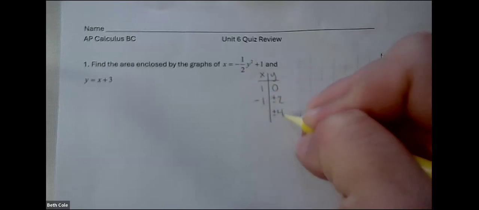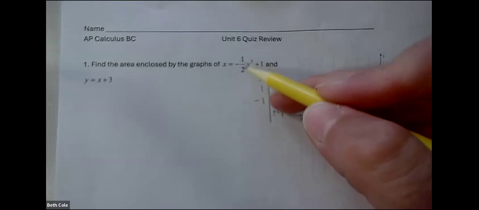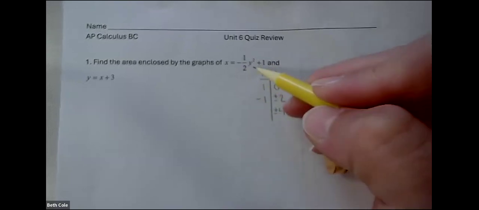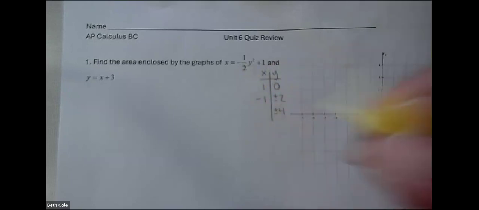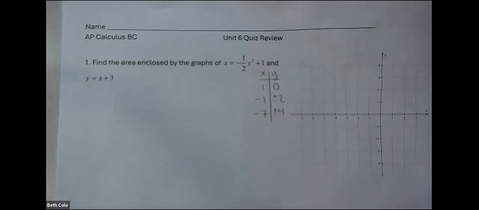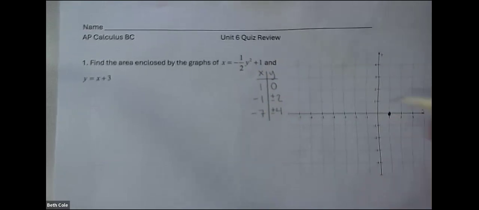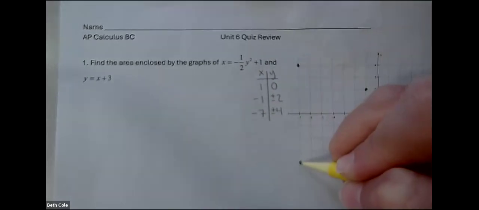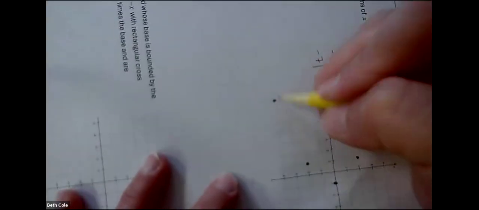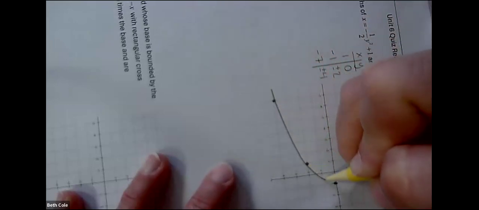And then I'm just going to go a little bit further, again, picking an even number so I don't have to deal with this fraction. 4 squared is 16, half of that's 8, but it's negative. So negative 8 plus 1 is negative 7. So plotting those, we get 1, 0, negative 1, 2, and negative 2, and then negative 7, 4, and negative 4. I'm going to have to turn my paper to draw this.